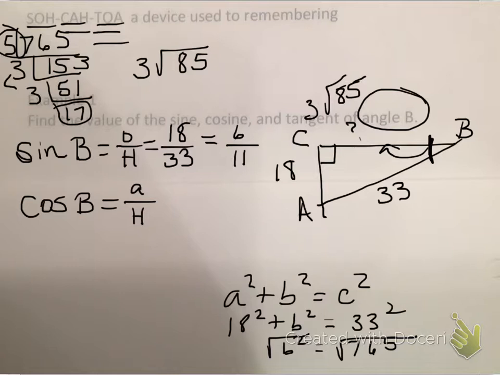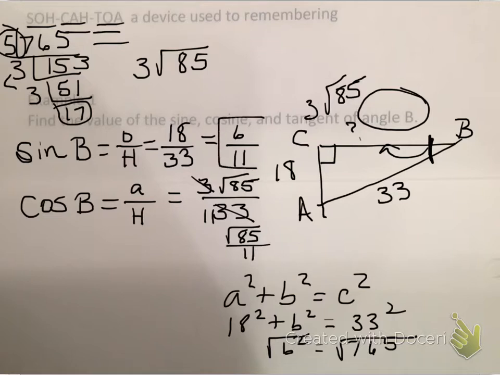Now that I've found the missing piece, which is 3 rad 85, I'm going to make that my adjacent. 3 rad 85 over the hypotenuse, which is 33. And that will reduce. 3 will go into 33, leaving 11. So my answer is rad 85 over 11. That's my answer.